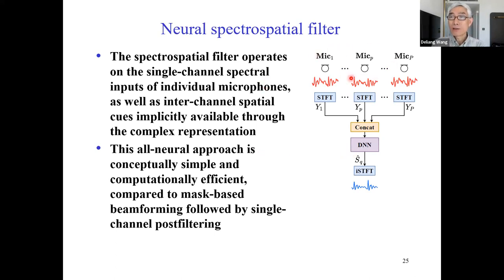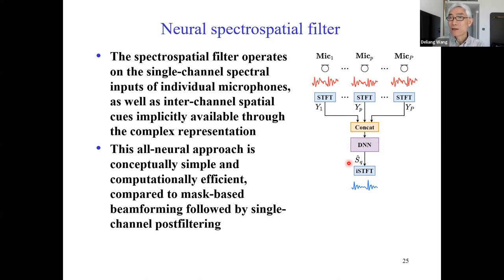We have multi-channel recording as the input. We first perform STFT analysis, and that gives us complex spectrograms. If you have P channels, now you're going to have P spectrograms. The simplest way of utilizing multi-channel input is to concatenate them together, not doing anything else, just combining them in a straightforward manner. That becomes the input to a DNN, and the DNN is trained to produce whatever output you want. In this case, you want to produce the direct-path speech signal as the output, which is the estimate. That's the result of the DNN processing.